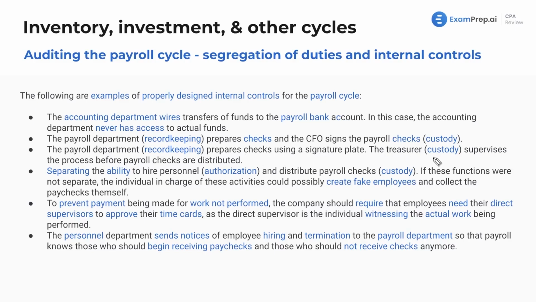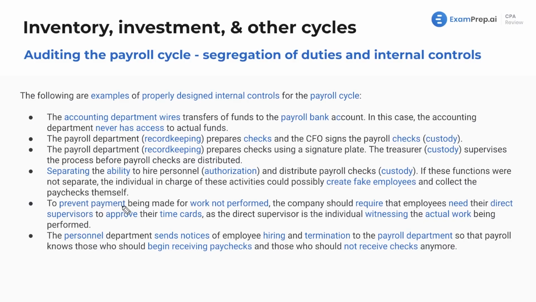The treasurer, which is a custody function, supervises the process before payroll checks are distributed, separating the ability to hire personnel, which is authorization, and distribute payroll checks, which is custody. If these functions were not separate, the individual in charge of these activities could possibly create fake employees and collect the paychecks themselves. That's not good. Don't get any funny ideas, you.